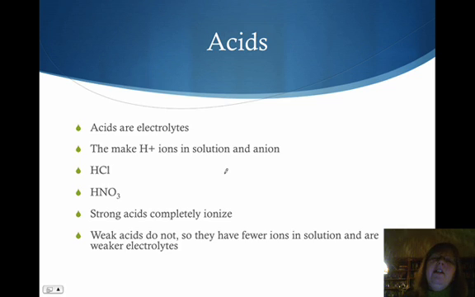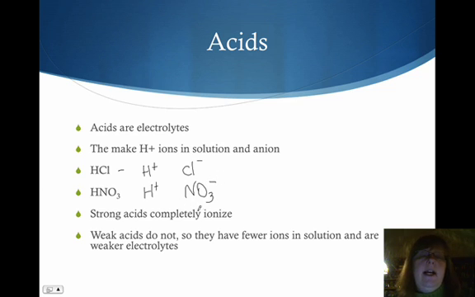All right, now, we also learned that acids are electrolytes back in our electrolyte unit. And again, acids are things that make H+ ions in solution, and they also have the anion that accompanies that H+ ion. So for instance, hydrochloric acid in solution would have H+ ions and chloride ions. And nitric acid would have H+ ions, sometimes called hydronium ions, or just protons, and our nitrate ion. Okay, so acids are electrolytes because they ionize. This H comes off of these acids.